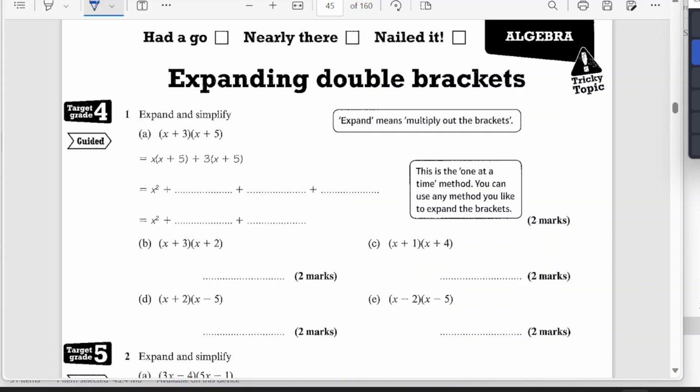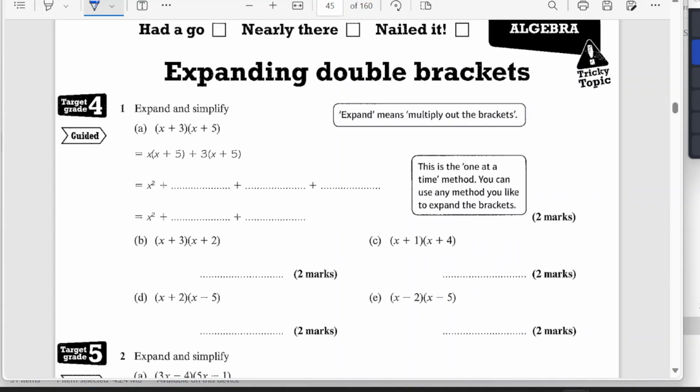Today we're looking at the Foundation Tier workbook from Edexcel, and I'm going to be doing topic number 43, which is their expanding double brackets. Okay, I'm not a massive fan of this scaffold. What they've done is they've split it into two single brackets, which is okay, and then they've expanded each one separately. I tend to use what I call the construction method.